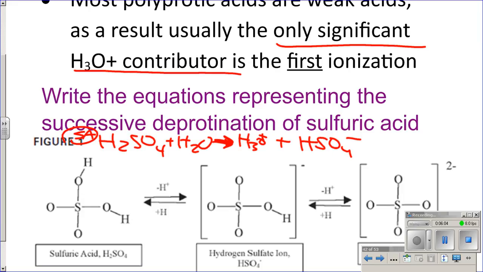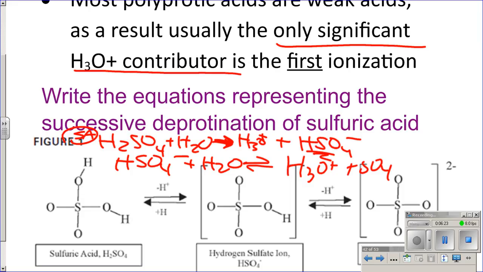Then I take this guy, that conjugate base that was made, and I make it act like an acid. I make it deprotonate. So hydrogen sulfate plus water yields what? I'm sorry, not yields. Equilibrates to what? Plus SO4 2-. And I can't go any farther because I don't have any more. So diprotics will have 2 conjugate bases, triprotics will have 3. Monoprotics will have 1. Makes sense.